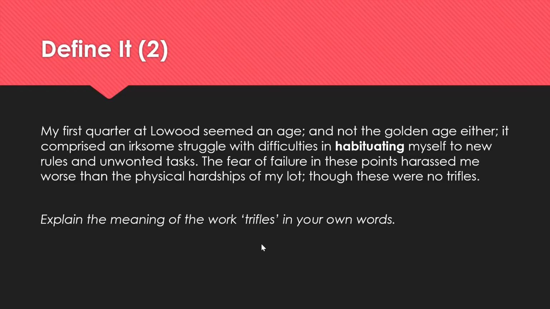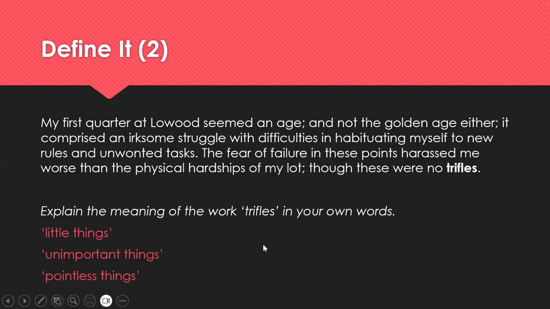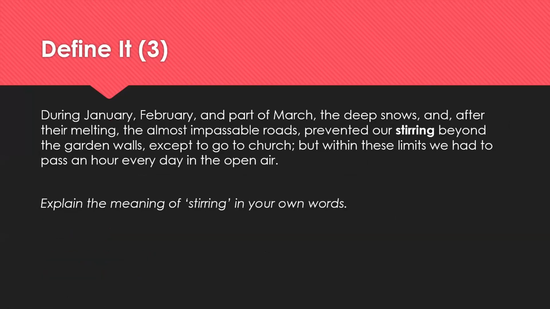So here are your possible options for those of you who have put answers in. Something along these lines: little things, unimportant things, pointless things. If you have something along those lines, then you are correct. Okay, and we've got one more, another define it question, and this one is the word stirring. So it says, during January, February, part of March, the deep snows and after their melting, the almost impassable roads prevented our stirring beyond the garden walls. Yes, excellent. Some good answers here.